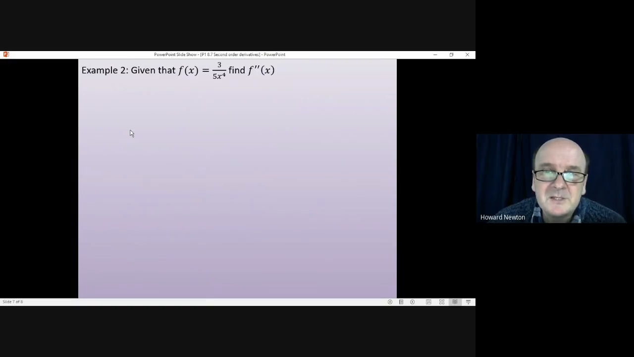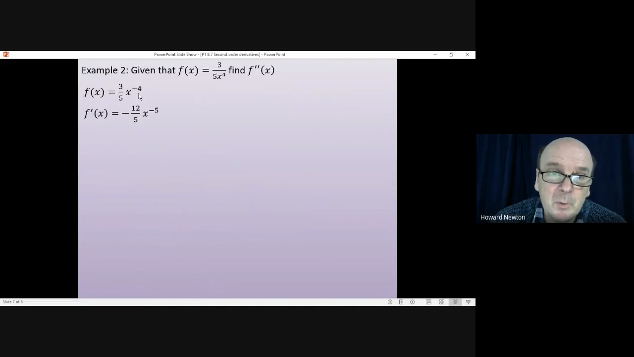Okay, as with the last question, the first thing we need to do is rewrite the question. If we've got 3 over 5x to the 4, that is the same thing as 3/5 times by x to the power of minus 4. If I differentiate that once, then I'll get minus 4 times by the 3/5, which gives me minus 12 over 5. The power goes down by 1. Minus 4 take away 1 is minus 5.